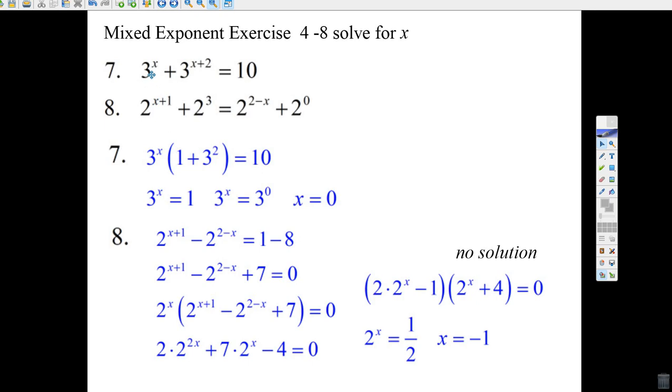3 to the x times 1 is 3 to the x. 3 to the x times 3 squared is 3 to the x plus 2. See? Write down the base, add the exponents. Ooh, but 1 plus 3 squared, that's 1 plus 9, is 10.